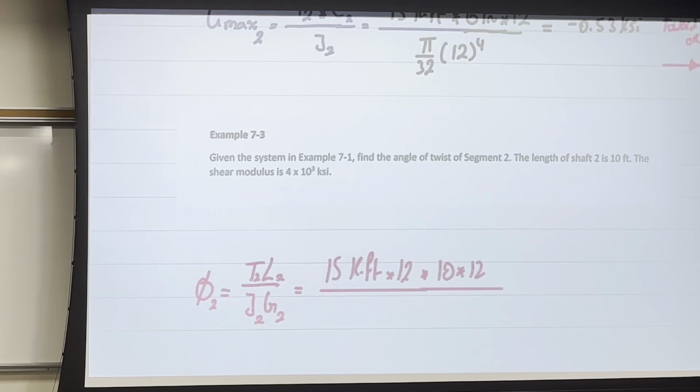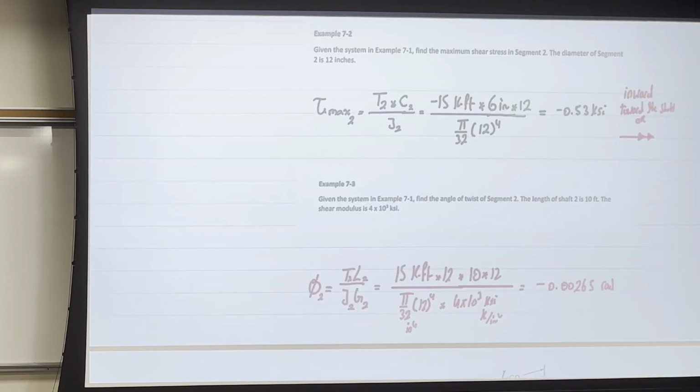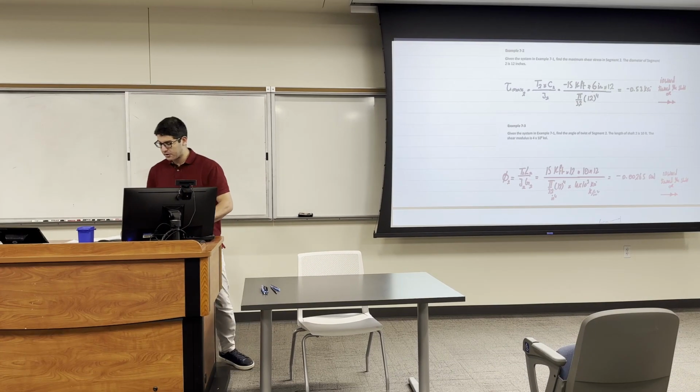And J, the polar moment of inertia, I already mentioned before, which is pi over 32 times 12 to the power 4, and the units here are inch to the power 4, multiplied by G, which is 4 times 10 to the power 3 KSI. And KSI here is kips over inch squared. So my units here will cancel each other, and if all the units cancel, that means I have radians. And this is the angle of twist that I'm looking for. So I'm going to get negative 0.00265 radian. And again, you can use the same thing: I can use inward or the double-headed arrow. So I'm going to copy this one here. And this is how we can express the stress and the angle of twist.